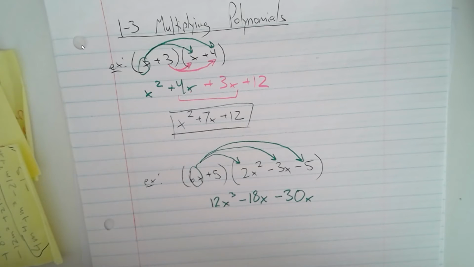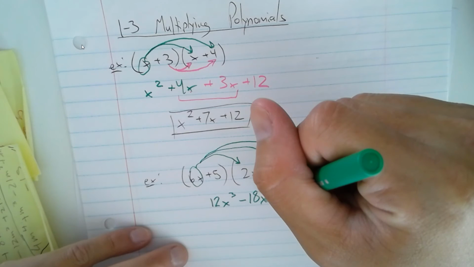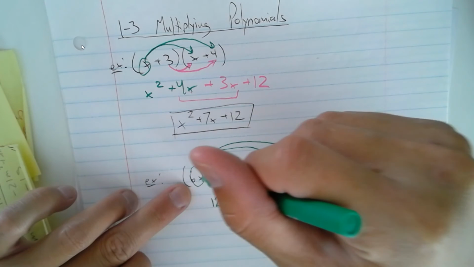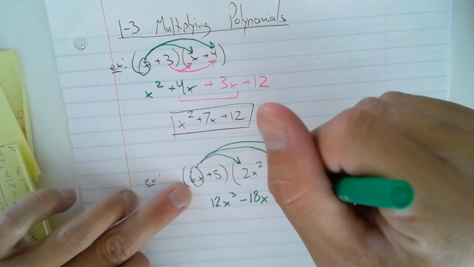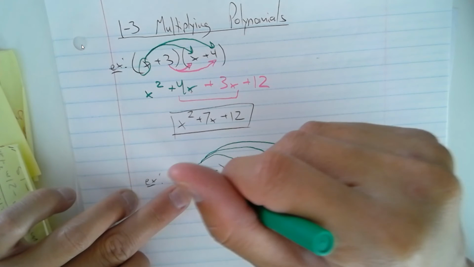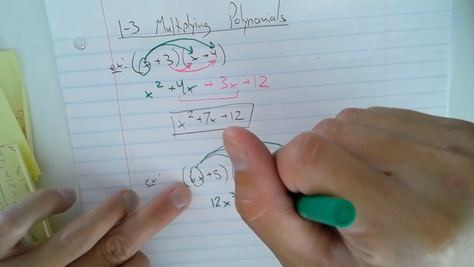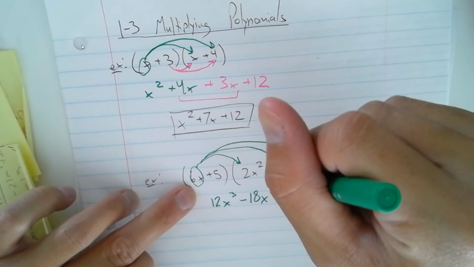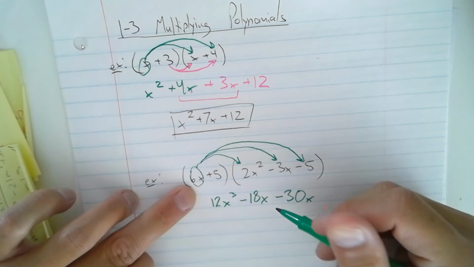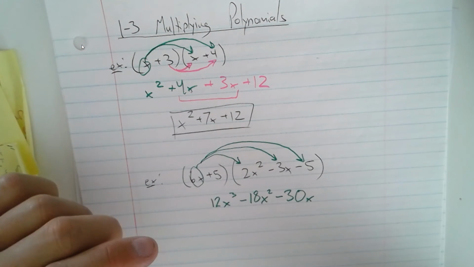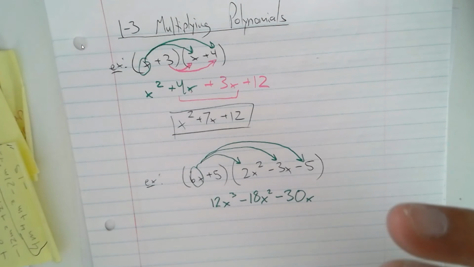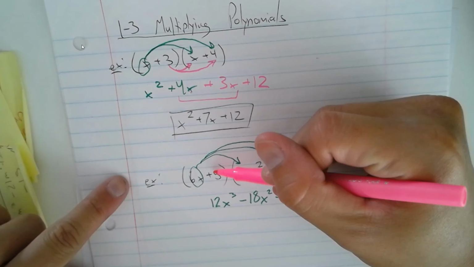Anything look fishy here? Yes. 6x times negative 3x, 6 times 3 is negative 18. The x times x is not just x by itself, but x squared. Okay? Very good. And then the other number in this parentheses is 5.